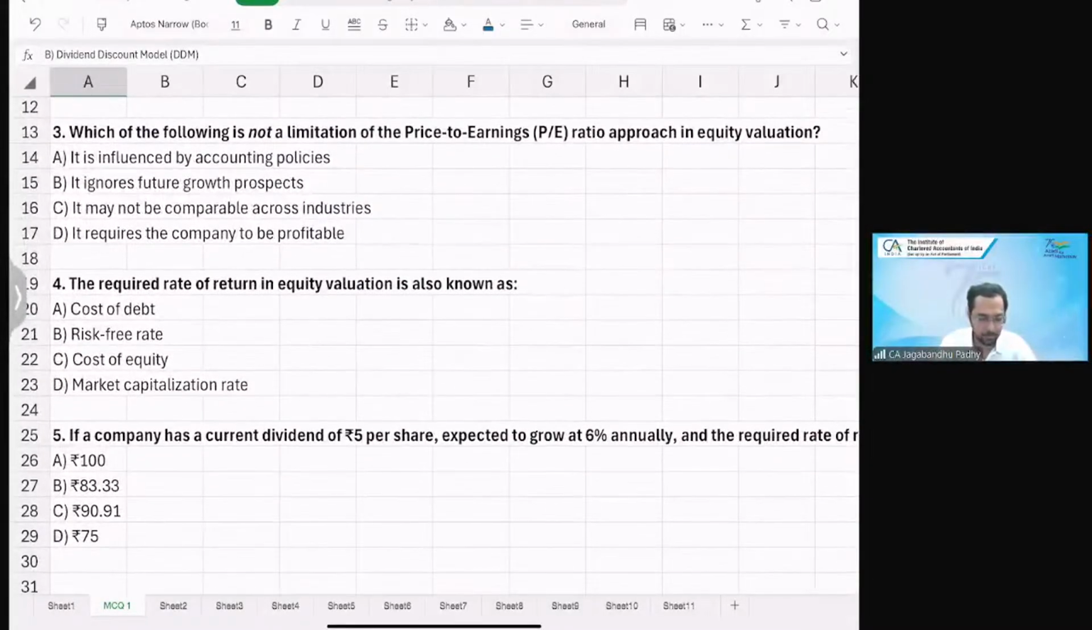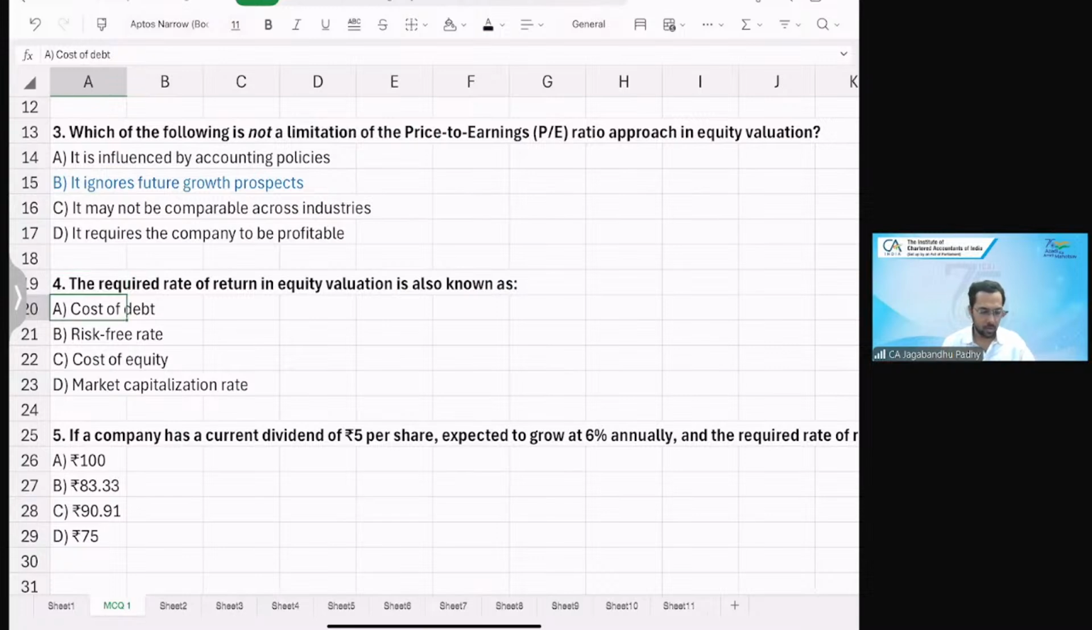Okay, then the third one. Which of the following is not a limitation of the price to earnings ratio in equity valuation? It ignores the future growth prospects. In the price to earnings ratio, we don't consider anything about the future growth rate expected in the company, right? So it ignores the future growth prospects. Absolutely correct.